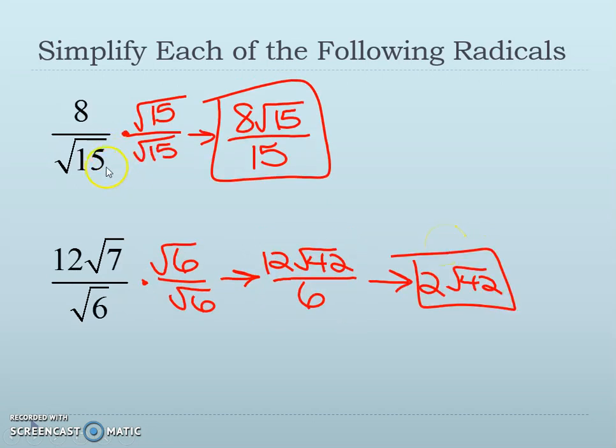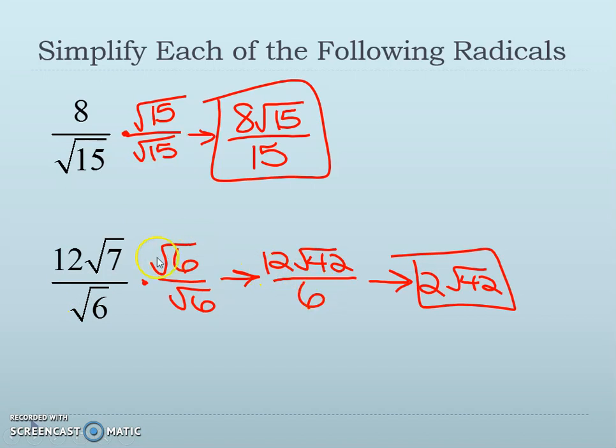Take a look at the next problem. Can I have a radical on the denominator? So multiply each side by radical 15. That gets rid of the 15. 8 radical 15 on the top. That is okay. You can have a radical on the top. Here, multiply each side by radical 6.